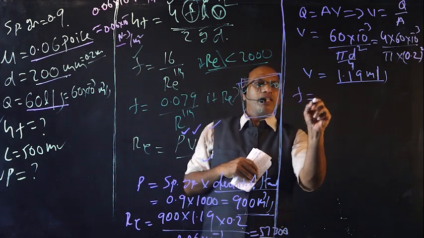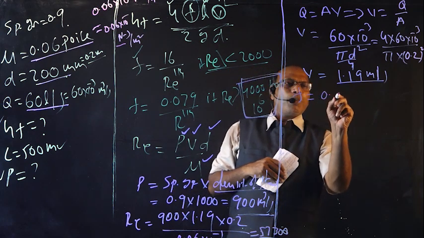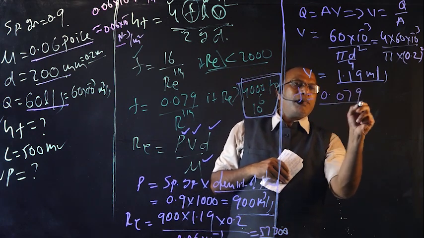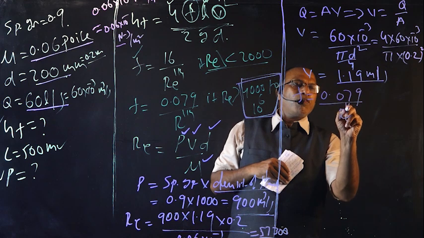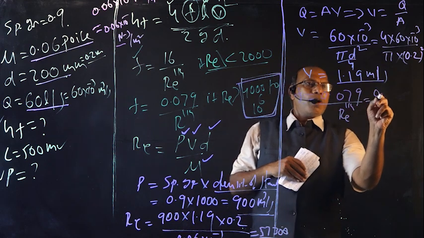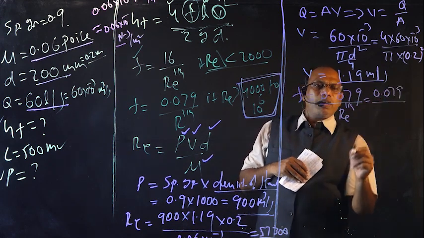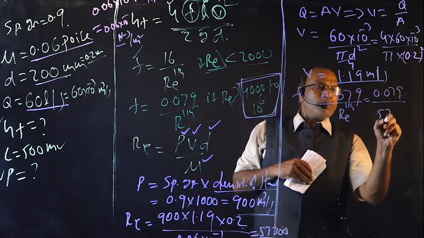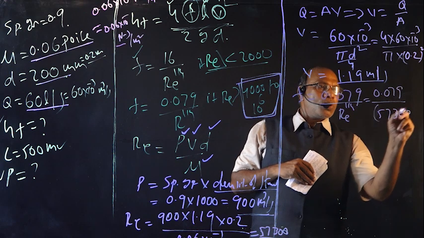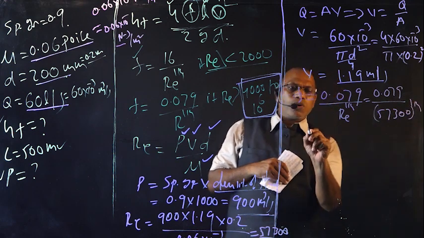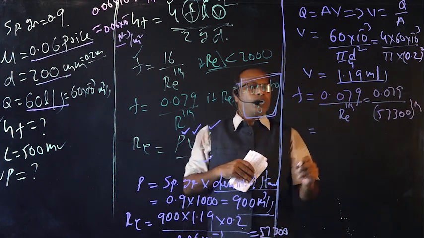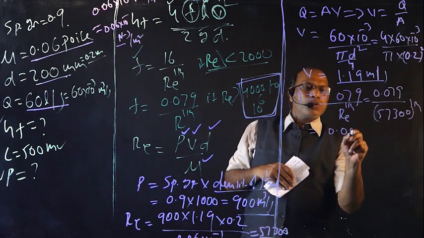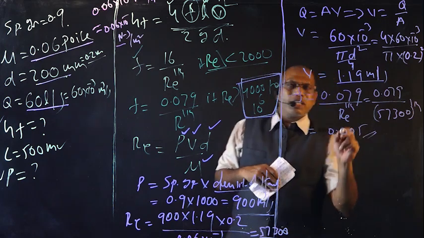Therefore, f is equal to 0.079 divided by Re power 1 by 4. 0.079 divided by, what is the value of Re? The Reynolds number is equal to 57300, whole power 1 by 4. Therefore, f is equal to 0.005. f we have determined here.